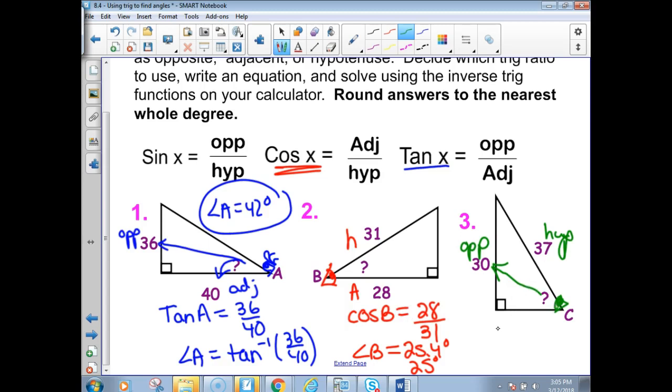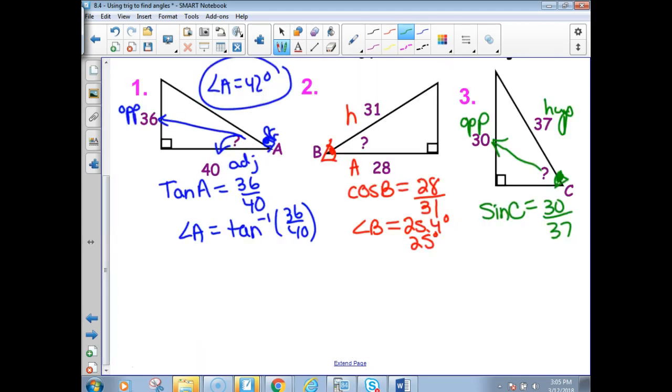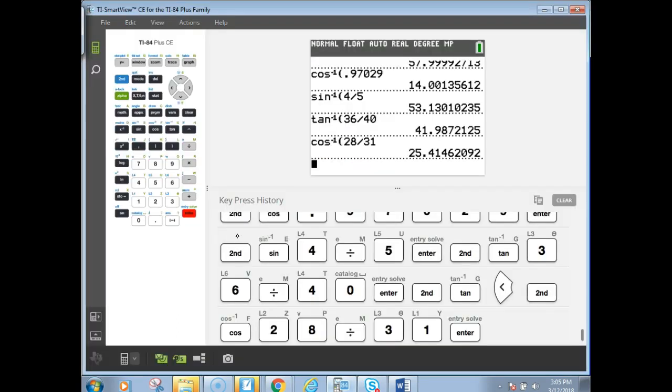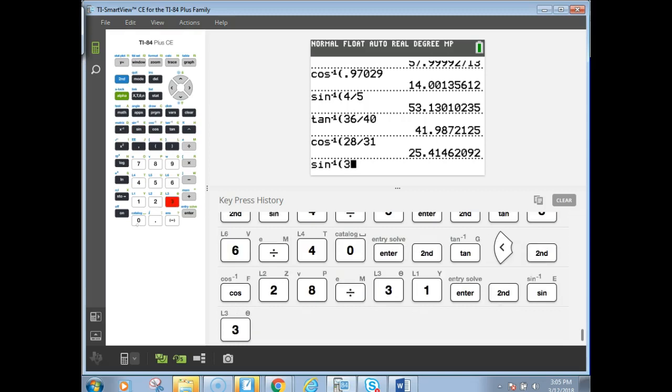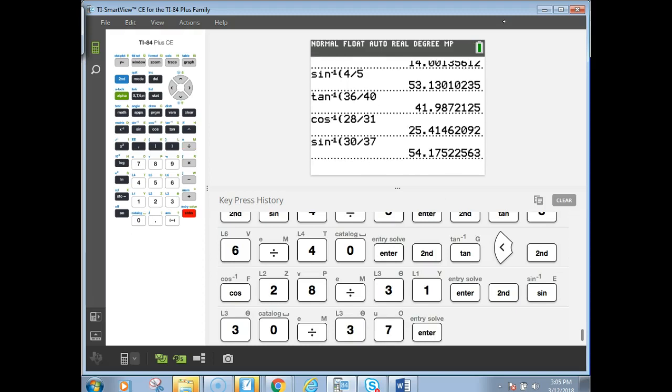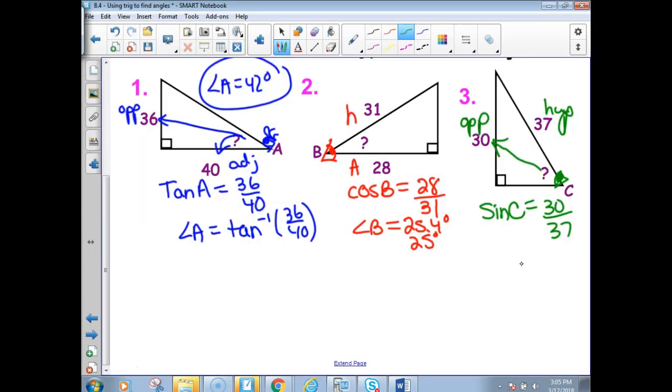Okay, so that's opposite and hypotenuse. That was the sine. The sine of angle C is 30 over 37. Second sine, 30 divided by 37. Okay, 54.2 degrees or 54 degrees.